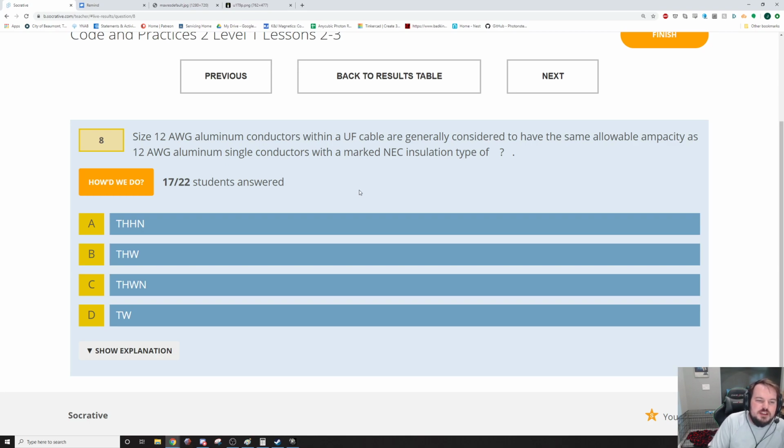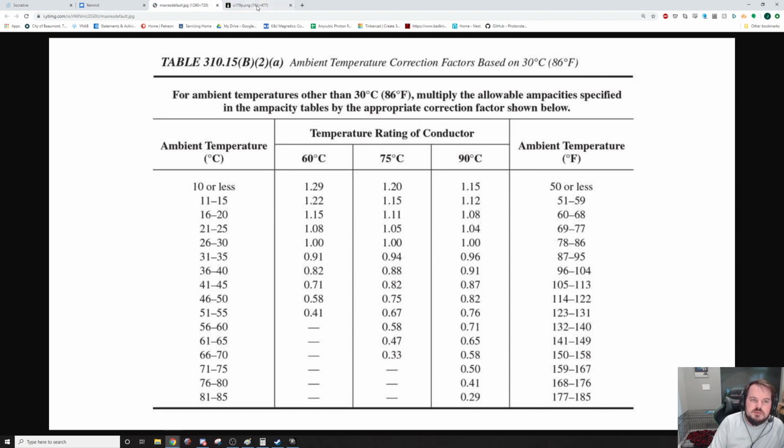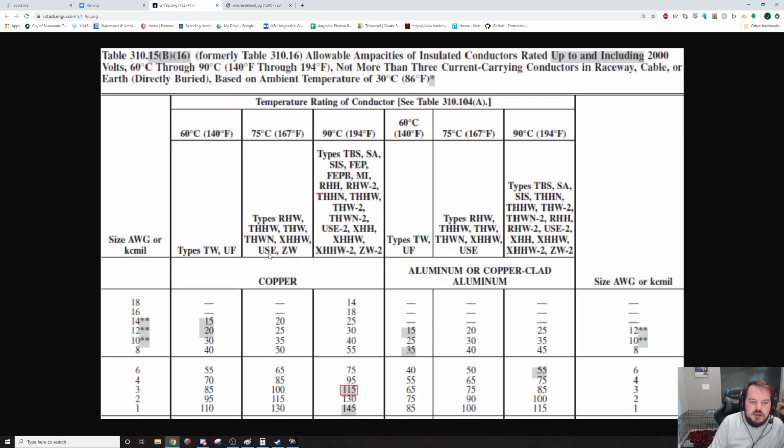Size 12 gauge aluminum conductors within a UF cable are generally considered to have the same allowable ampacity as 12 gauge aluminum single conductors when marked. So, UF cable, again, looking back at this. Nope, that's the wrong one. 310.15(B)(16), UF and TW share a column. You could write in your code book Romex also on here because Romex is this column as well.